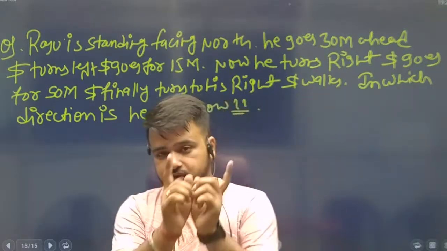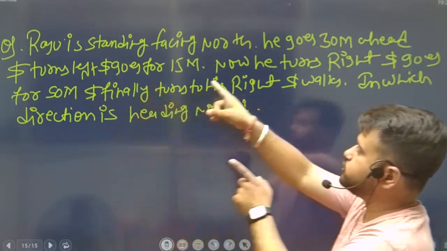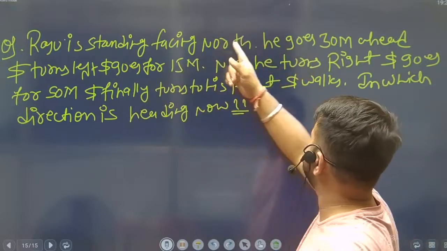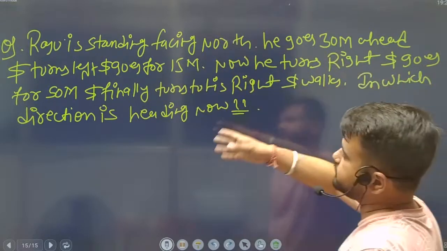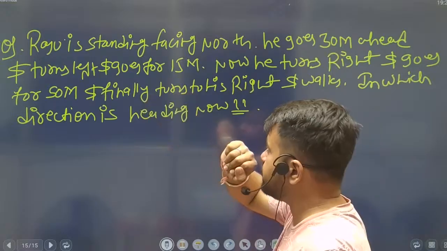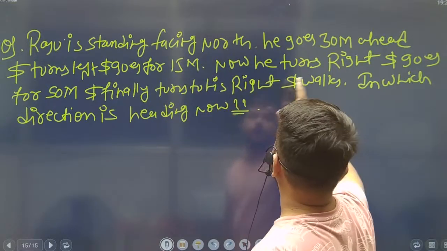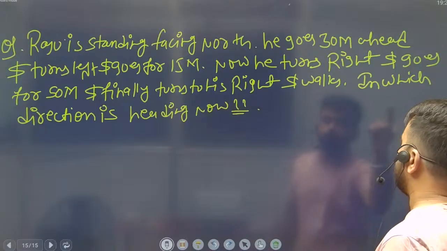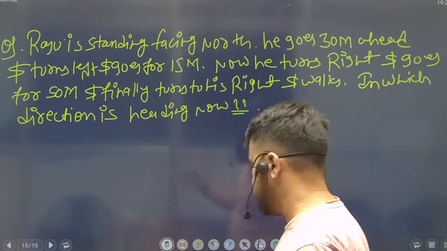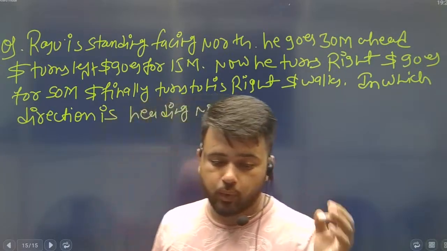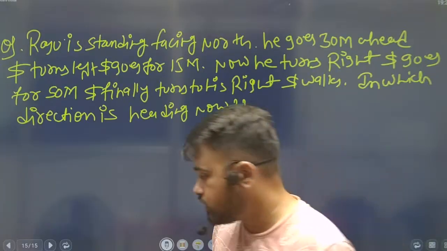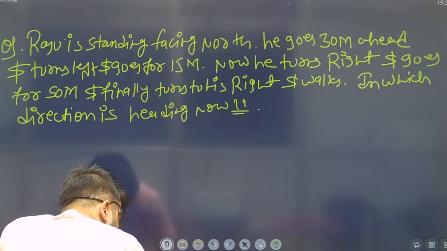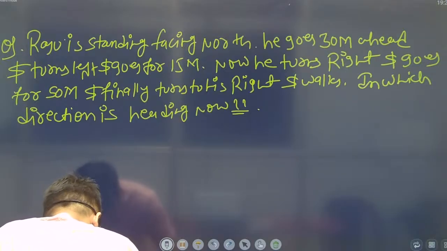I'm going to read the question one more time for you. Raju is standing facing north. Raju is in the north direction, it means he is on the upside. He goes 30 meters ahead and turns left and goes for 15 meter. Now he turns right and goes for 50 meter and finally turns to his right and walks. In which direction is he heading now? The very easiest question ever, guys.